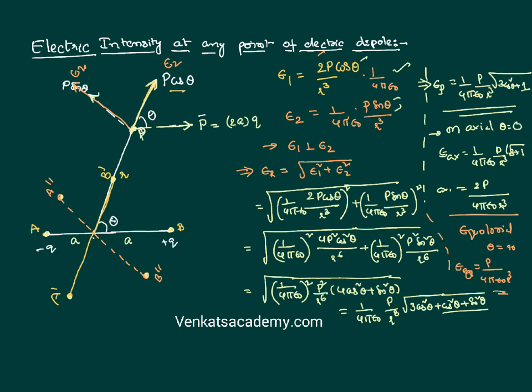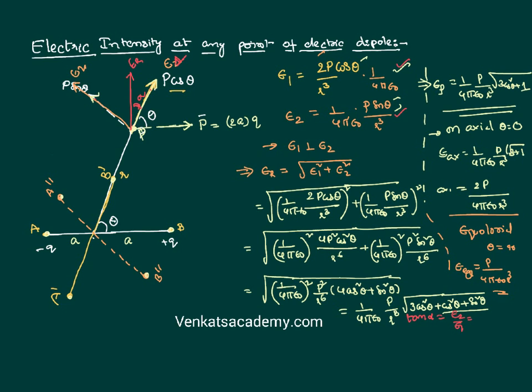We can also find the direction of this resultant. What's the direction of this? Say for example, the resultant of E1 and E2 will be somewhere in this direction. This is E resultant. Say this is making an angle alpha with E1, this is the first one, right? This is the second one. Then I can write a formula, tan alpha, this is alpha now, so this will become the opposite side and this will become the adjacent side, E2 by E1.